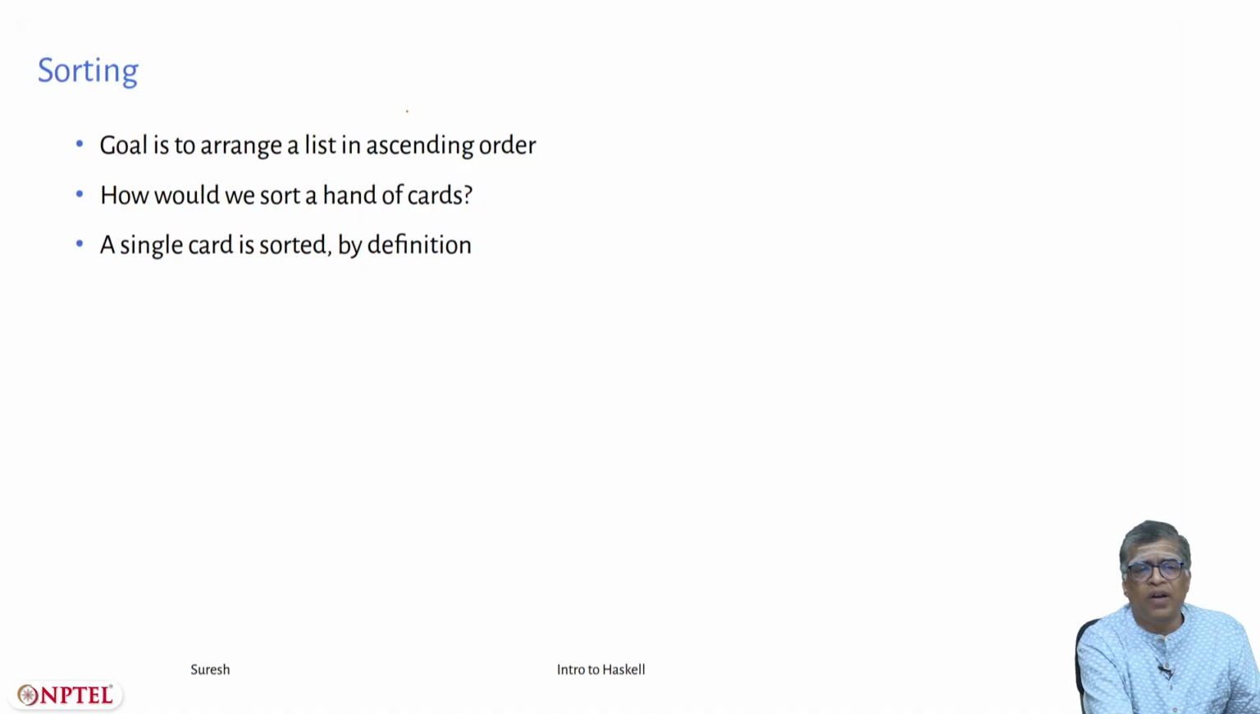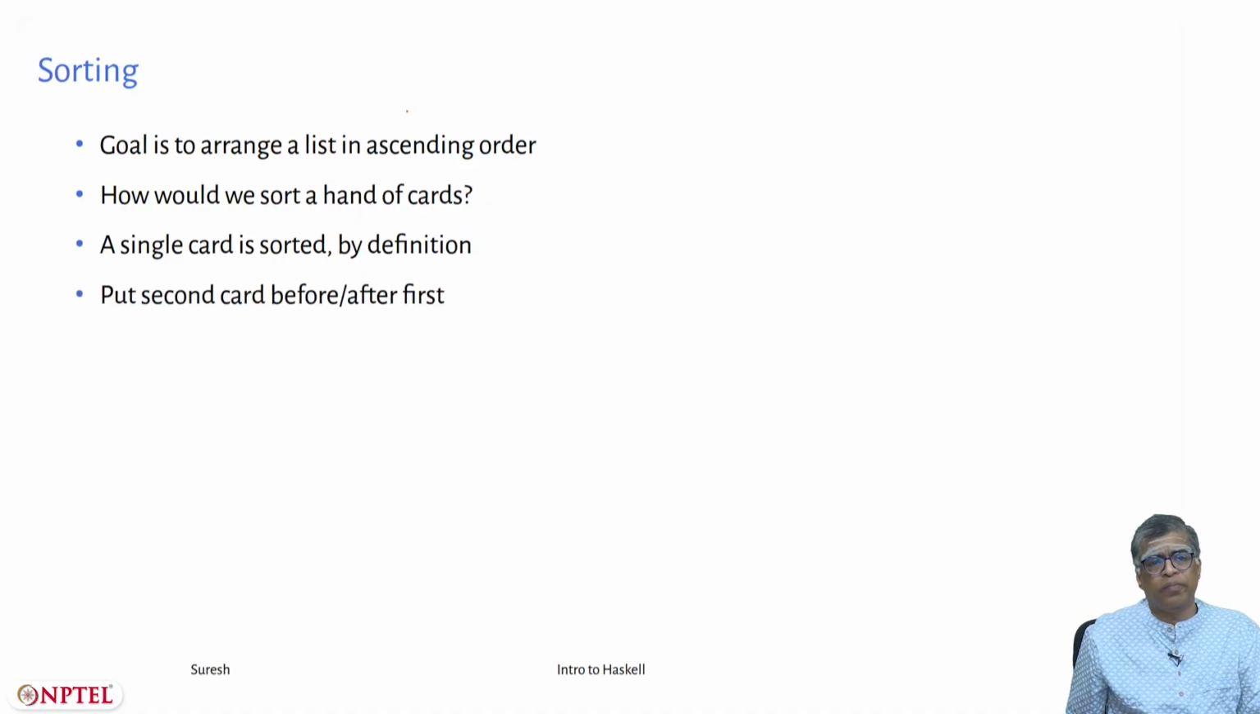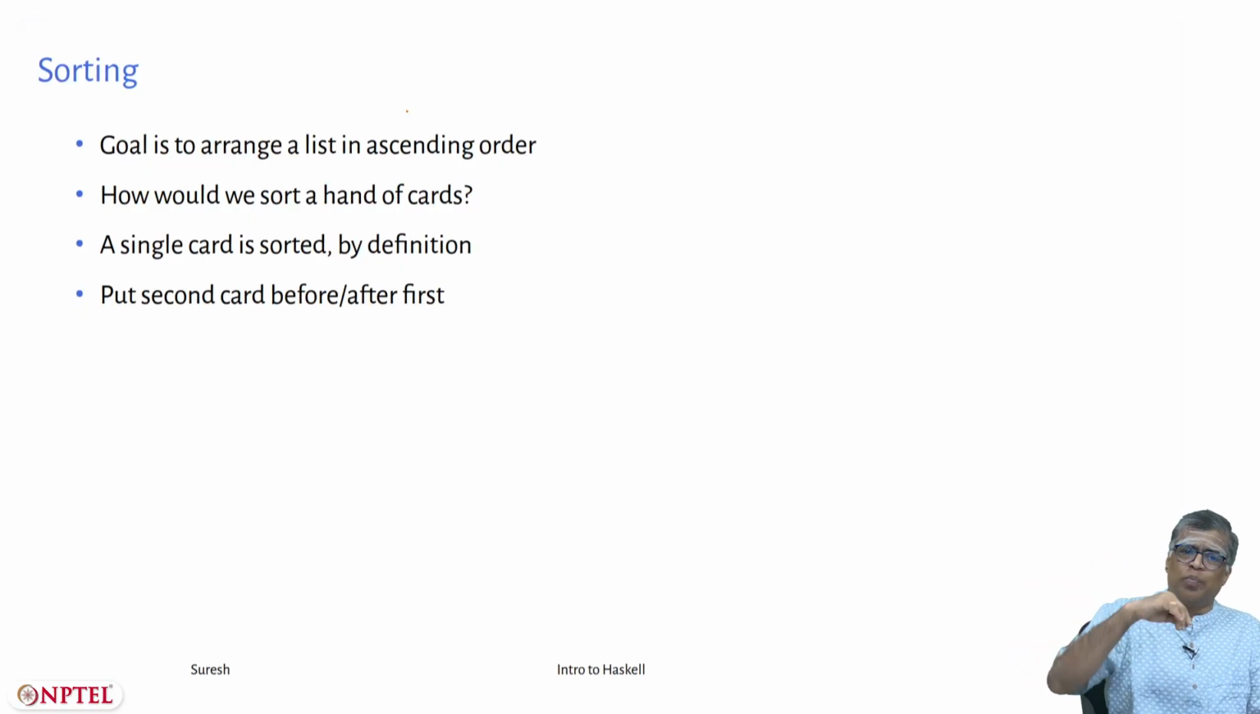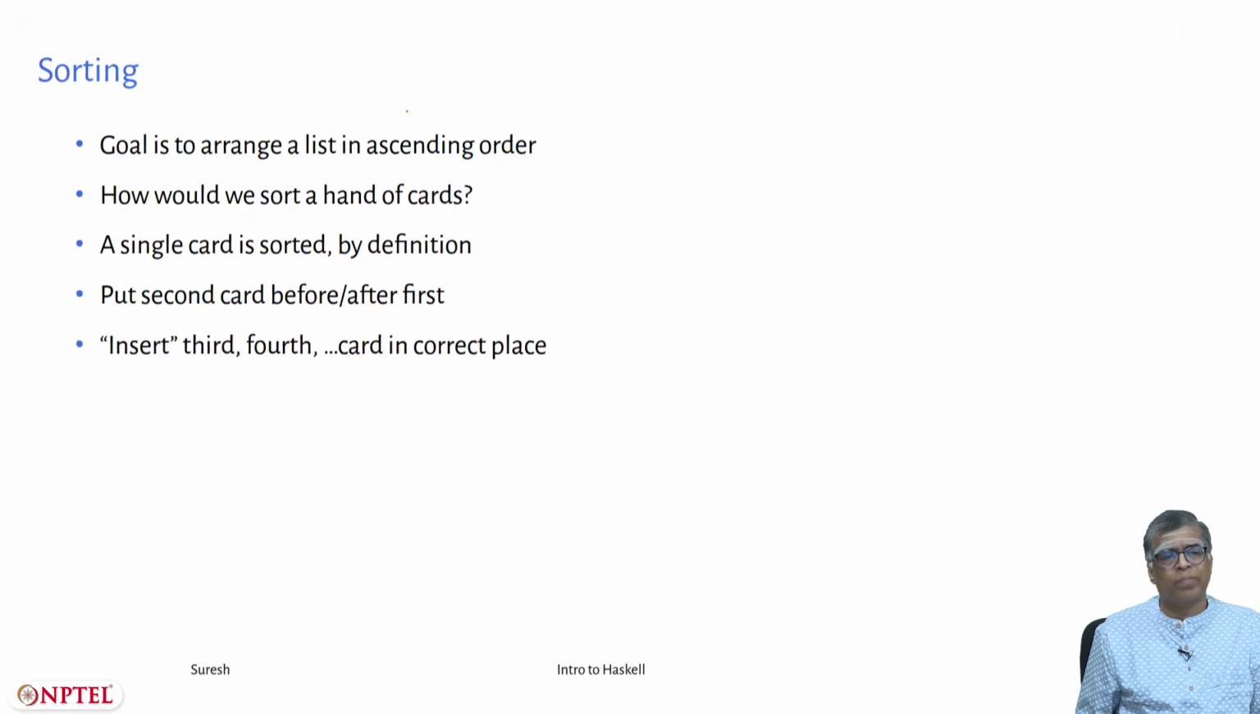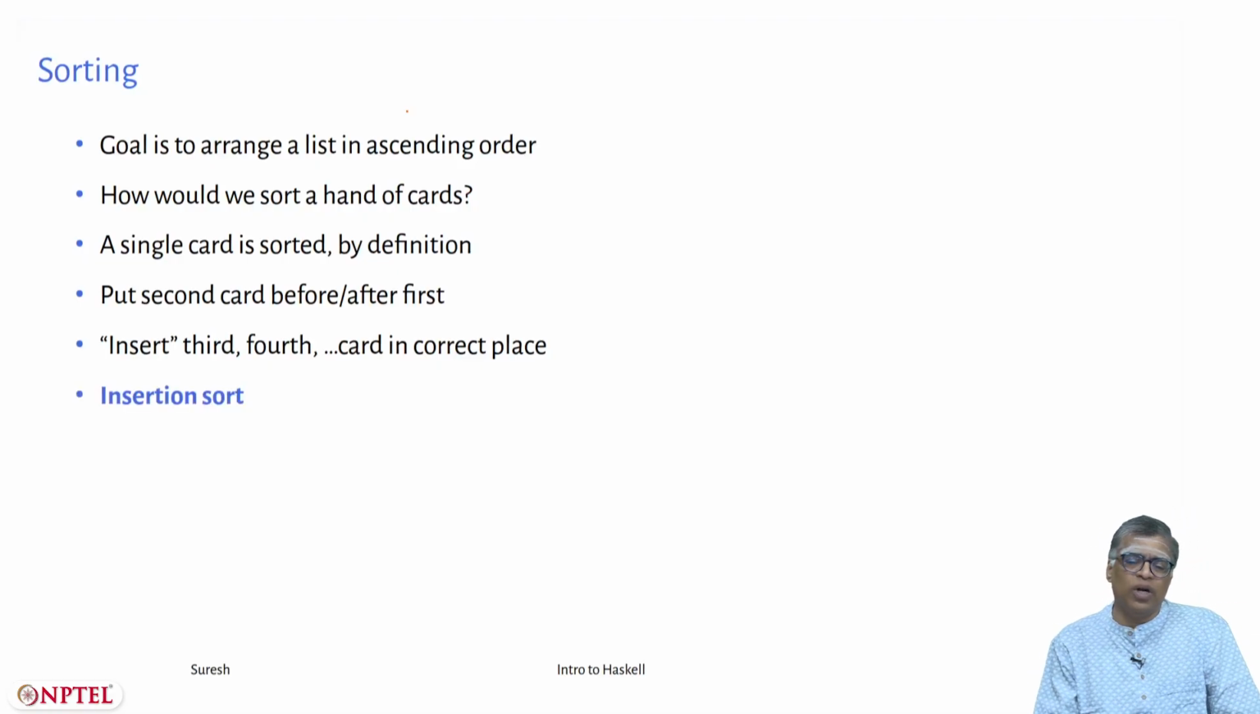So a single card is by definition sorted, so there is nothing you need to do. Once you take a second card, you will put it before or after the first card, depending on whether it's smaller valued or higher valued. When you get the third card, you will put it in the correct position, either in between the first two cards or at the end or at the beginning. And similarly fourth, fifth, etc. Every new card that comes in, you will scan the list of your hand, and then you will insert it in the correct place. Okay, and this procedure is called insertion sort.